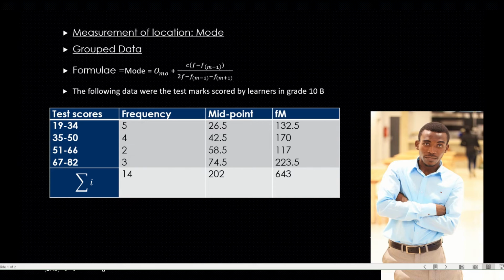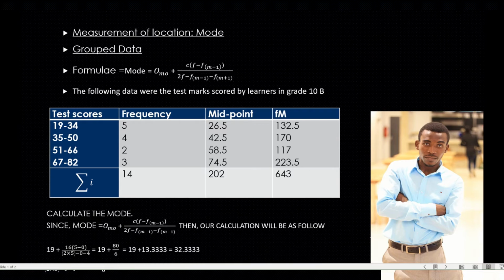If we add together the total frequency, we are going to get 14, and this will denote our N, which is the sample size. And just not to waste time, now they are asking us to calculate the mode. Since the mode is equal to L_MO plus C times (F minus F_(M-1)) divided by (2F minus F_(M-1) minus F_(M+1)), our calculation will be as follows.